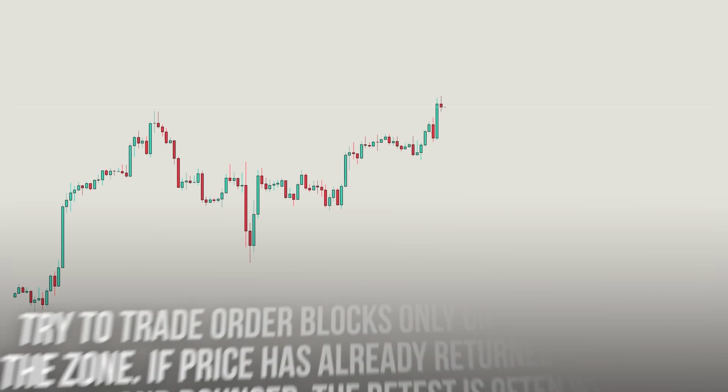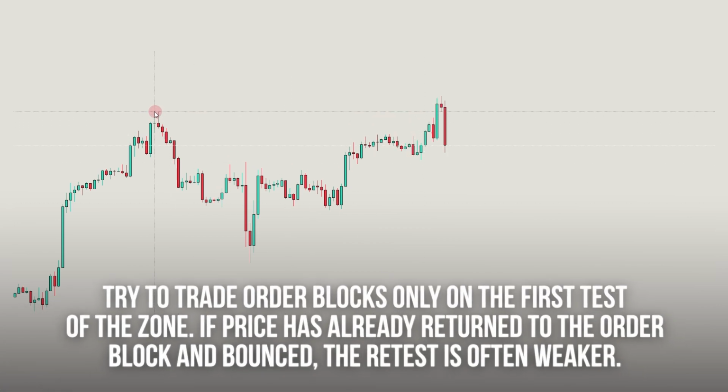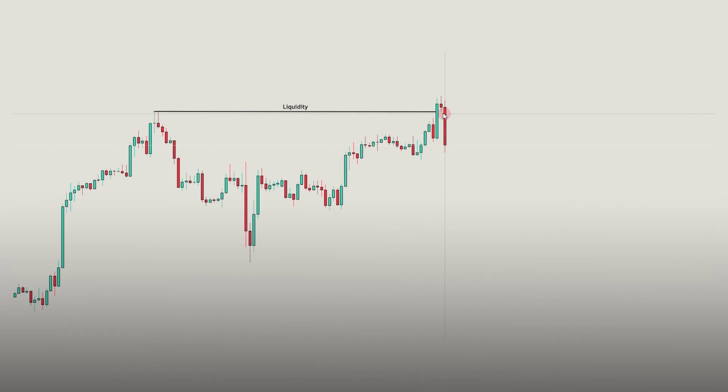And one more advice: try to trade order blocks only at the first test of the zone. If the price has already returned to the order block and bounced, the retest is often already weaker. A big player may have closed part of the position, and the zone will no longer hold the price so well.